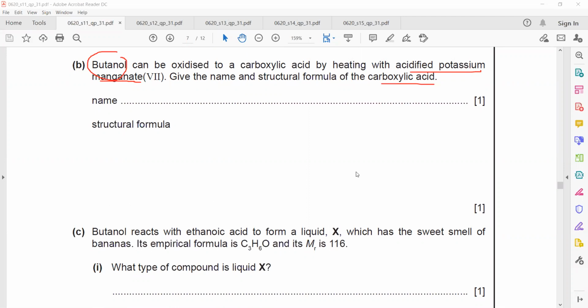So that will be butanoic acid. And for butanoic acid, but means 4 carbon. So you will draw 4 carbon. And carboxylic acid, so C double bonded with O, and OH. This will have two hydrogens, two hydrogens, and three hydrogens.